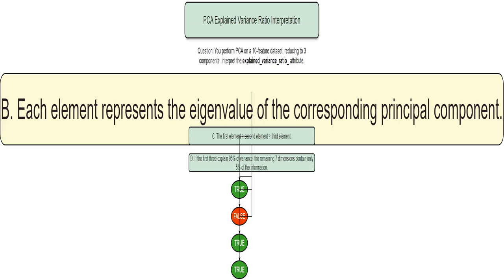This statement is false. While eigenvalues are related to the explained variance, the explained variance ratio is the proportion or percentage of total variance explained by each component. Eigenvalues represent the amount of variance, but they need to be normalized, divided by the sum of all eigenvalues, to get the explained variance ratio. It's like comparing the size of a pizza slice to the whole pizza. The slice is a part of the whole pizza and not equal to the whole pizza.